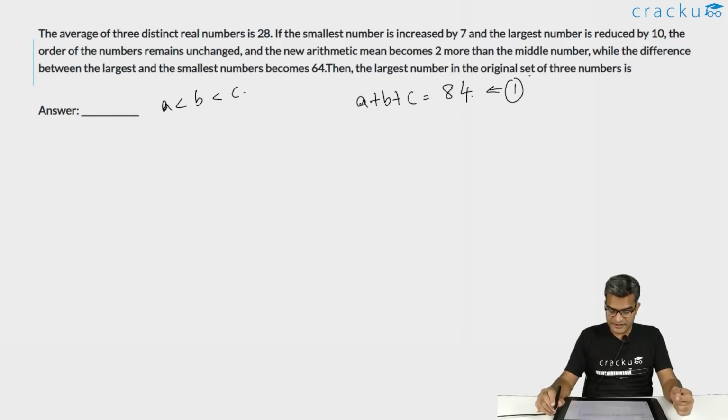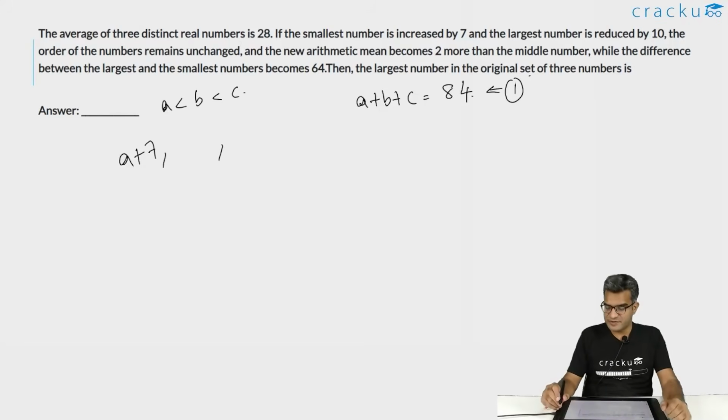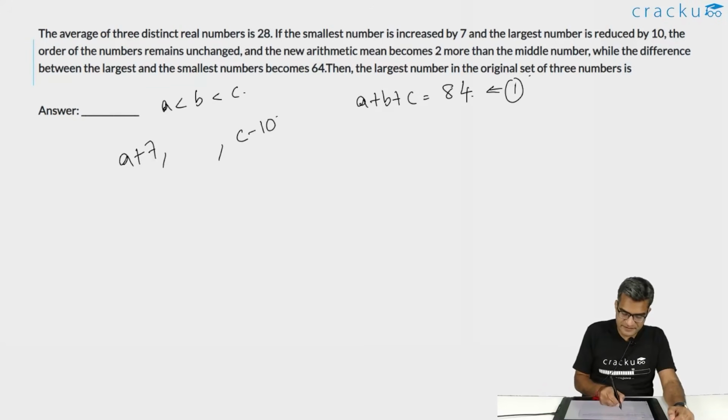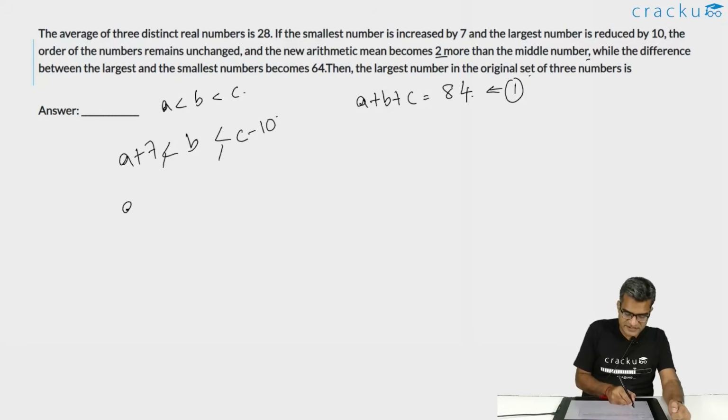This is the first equation. We are told that if the smallest number is increased by 7, then the value becomes A plus 7. And the largest number is reduced by 10, this becomes C minus 10, the order of the numbers remains unchanged. So A plus 7 is less than B is less than C minus 10. And the new arithmetic mean becomes 2 more than the middle number. What is the sum of the 3 numbers now? The sum of the 3 numbers is A plus 7 plus B plus C minus 10. And the average is, you divide this by 3. This is equal to the middle number plus 2.